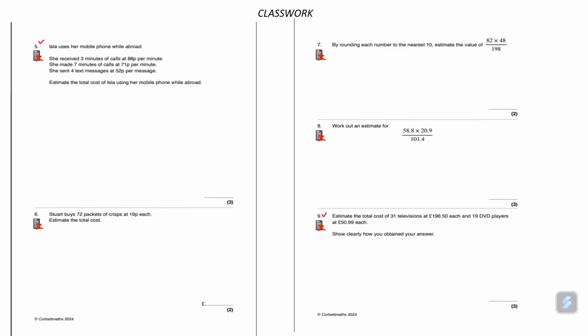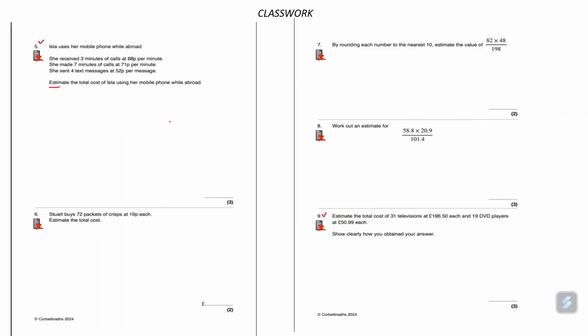So let's look at question number 5. It says Isla uses a mobile phone while abroad. She received 3 minutes of calls at 88 pence per minute. She made 7 minutes of calls at 71 pence per minute. She sent 4 text messages at 52 pence per message. The question is now saying, estimate the total cost of Isla using a mobile phone while abroad.